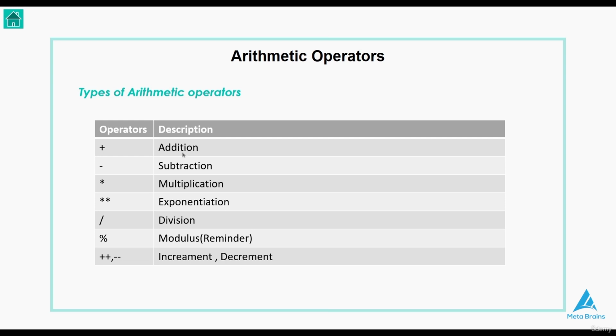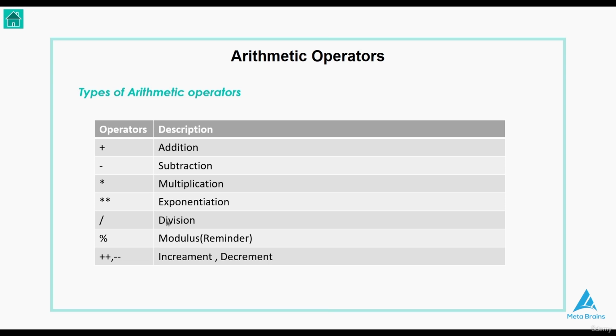Alright, so the addition is basically used to add two numbers. The subtraction is used for minus, like to subtract one number from the other. Then the multiplication is used to multiply numbers. And then we have the exponentiation operator, like asterisk and asterisk, which returns the result of raising the first operand to the power of the second operand. It is equivalent to the Math.pow, except that it also accepts BigInts as operands.